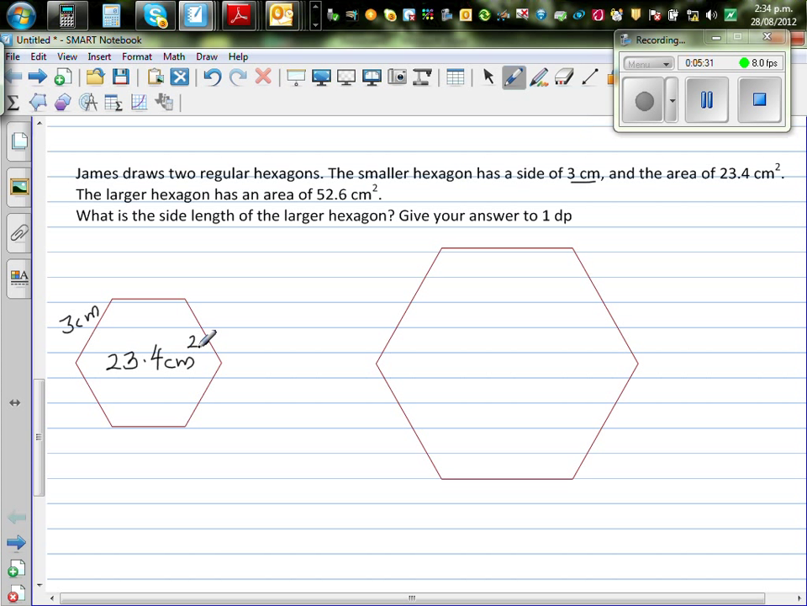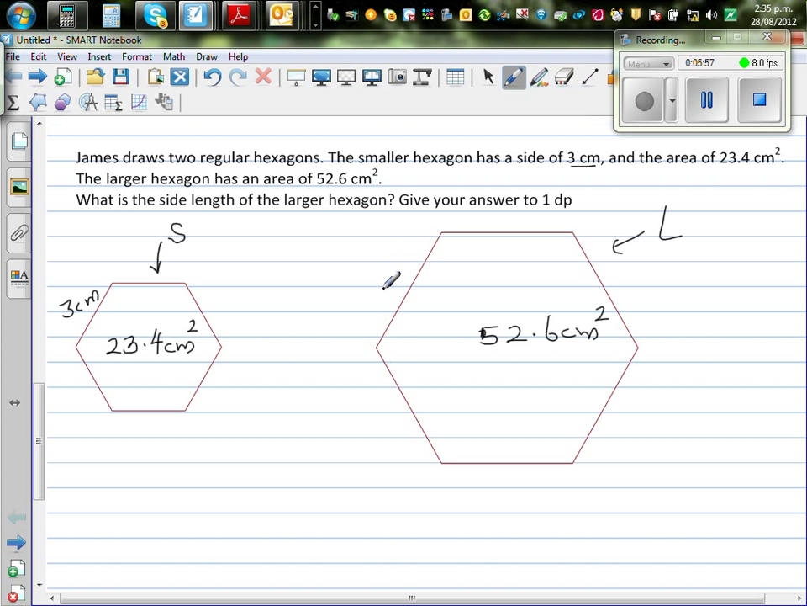I'll call this S for smaller, and this is the larger. The area of this larger hexagon is 52.6 centimeters squared. So we want to find what's the length of this.